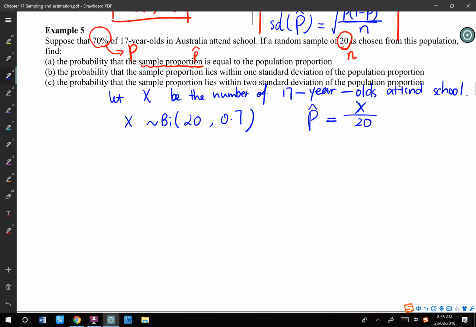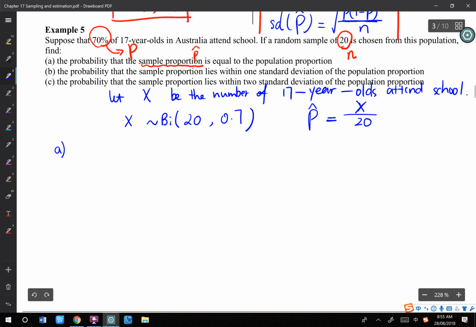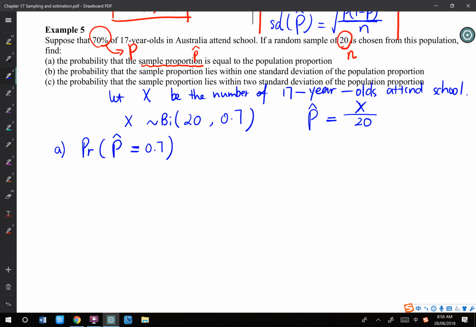Now, what you're looking for is a probability. What's the probability that the sample proportion equals the population proportion? What's the value for the population proportion? 0.7. Okay, so you want to find the probability that your p hat equals 0.7. Now, for binomial, you're not focusing on p hat. You want to know the x value. You don't care about p hat, but you want to convert from p hat to x, and then you can solve.